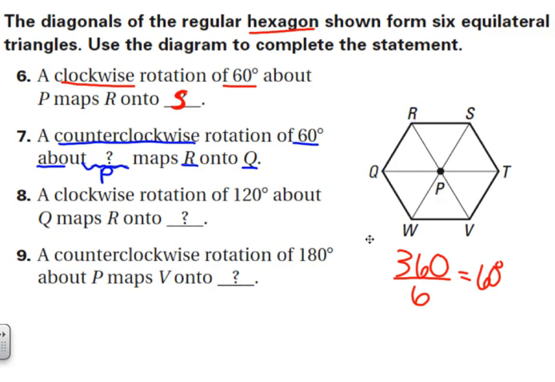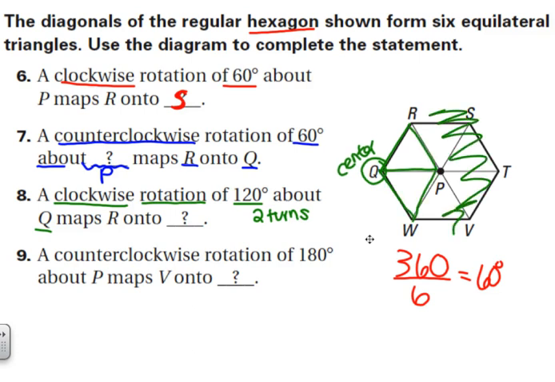All right, going clockwise, rotation 120, so that's 2 turns. About Q. So here is my new center. And this is where I might throw you guys off. So if this is my new center, these 3 pieces are touching it. So I basically can ignore all of this.